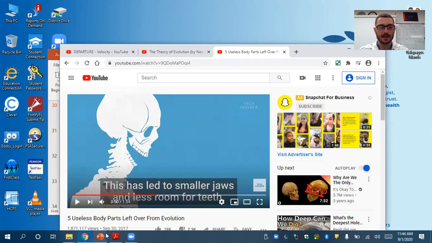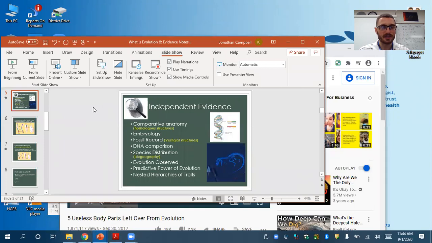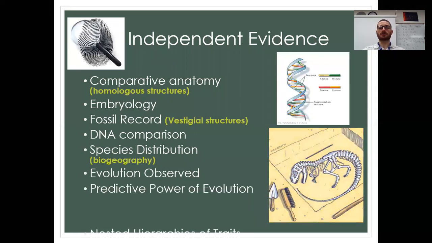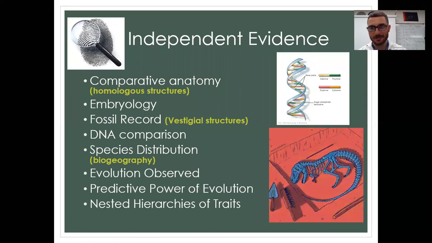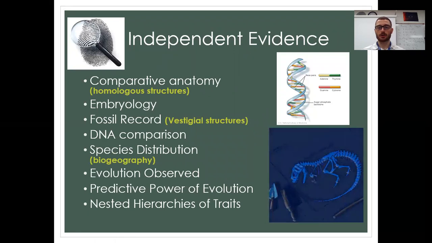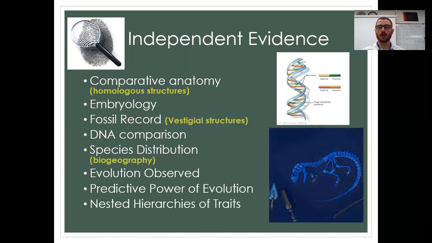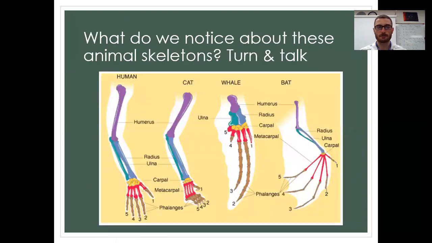So let's go ahead. Let's just for today finish up the what is evolution notes. We left off on the evidence for evolution, right? We talked about comparing anatomy, the body structures, embryos, fossil record, DNA, species, how species are spread out, biogeography, and all of that. So let's move on to finish this up for the day.